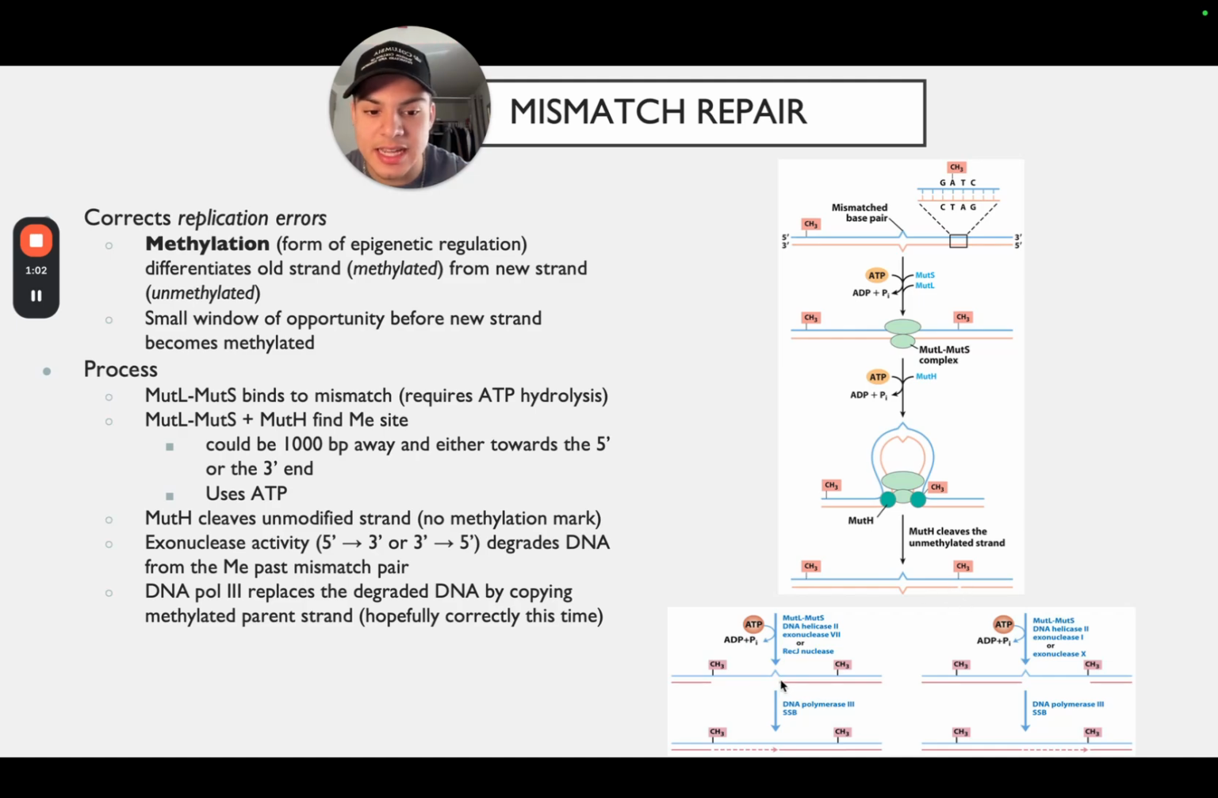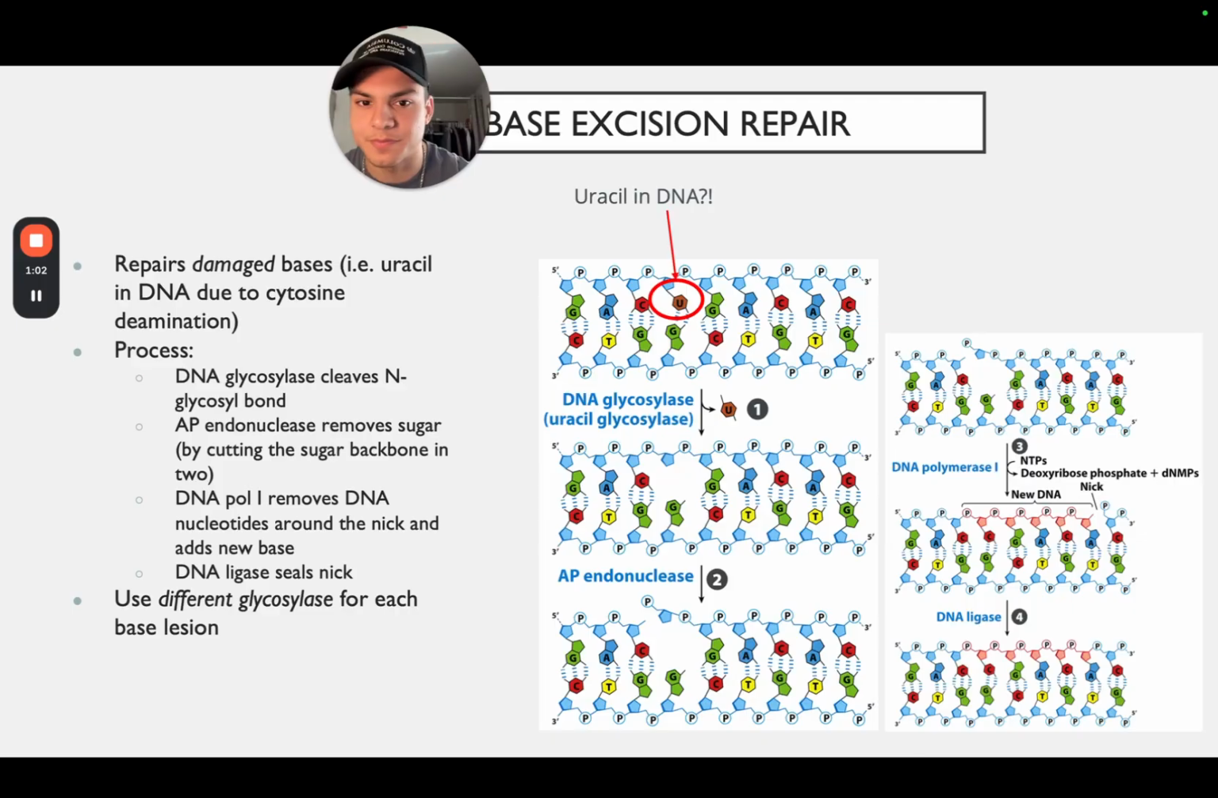And once it cleaves it, it has exonuclease activity. And once it does that, the DNA polymerase can replicate the rest of it. But this requires a lot of ATP in the first place to do this process. So now talking about base excision repair.